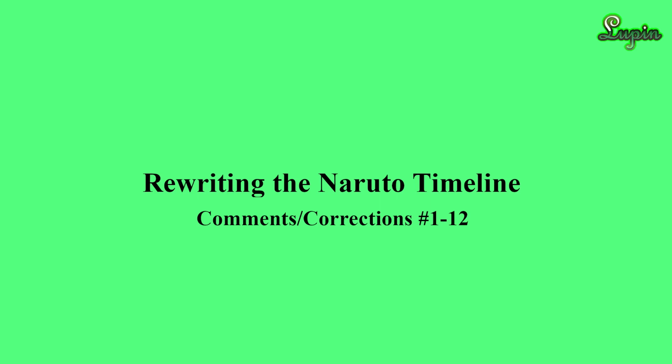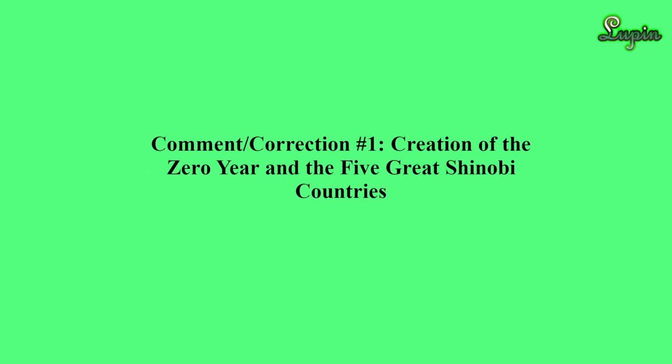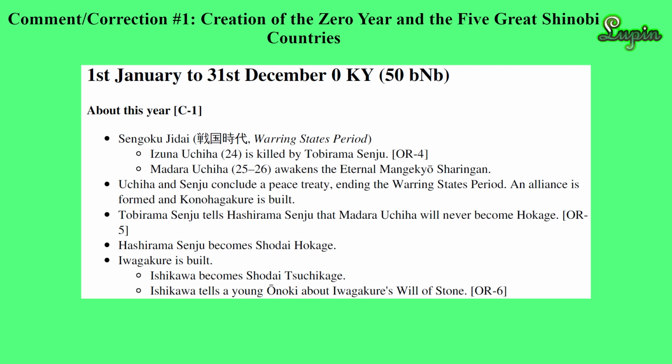Anyway, section number 1, the creation of the 0 year and the 5 great Shinobi countries. Sealentau's research put the creation of the Hidden Leaf, and even the Hidden Stone, at 50 years before Naruto was born, with Hidden Sand and Hidden Cloud being formed 6 years later, or 44 BNB, or 6 KY, and no word at all on the Hidden Mist.